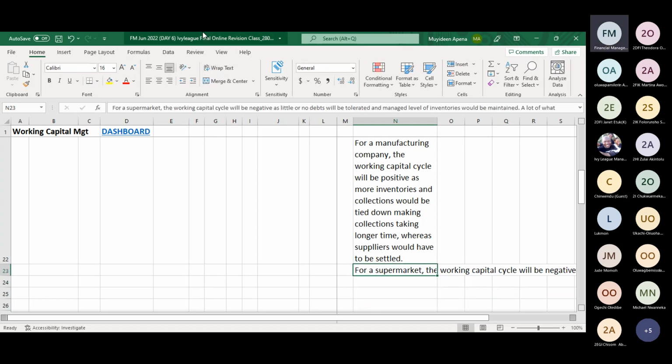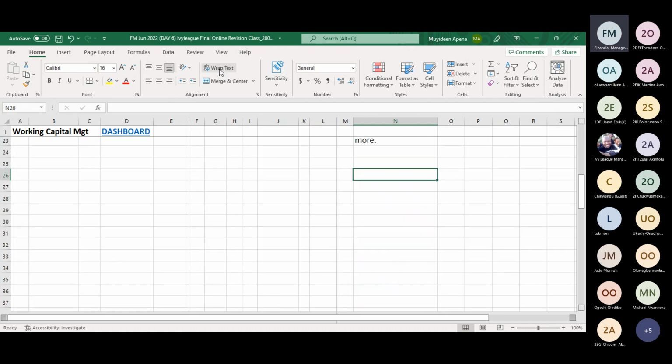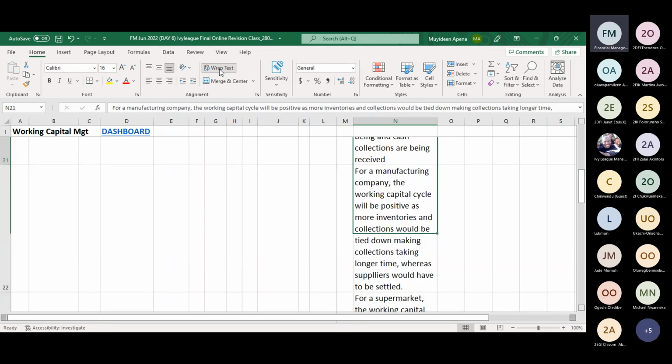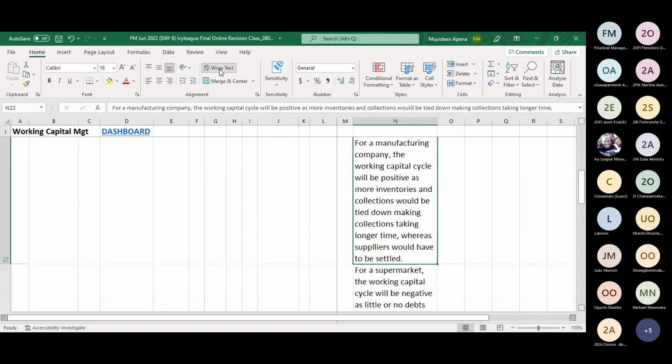Okay, so you just see payables increasing. So at the end of the day, you see that eventually it turns out to be a negative cycle. So that's what happened to a supermarket. Okay, so with this, you can end that.